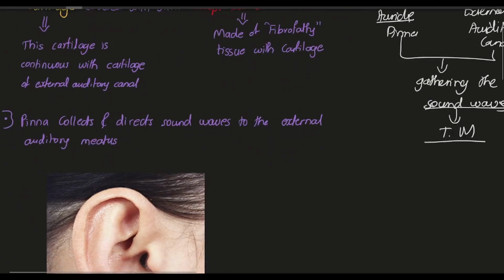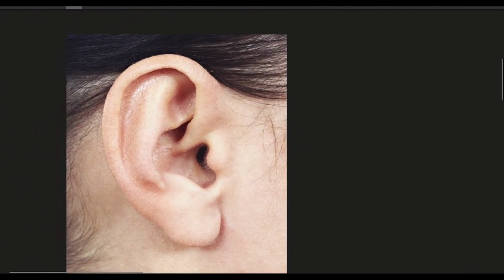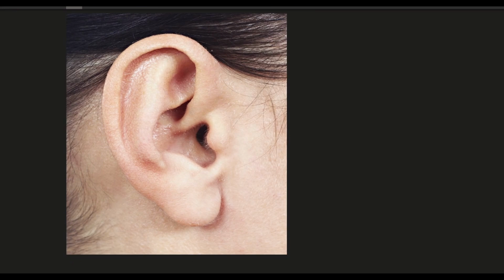Now as you can see, our ear has so many elevations and depressions, and we will name them and study them. This outermost part that you can see, wait, I will change the color. This part is called the helix, and there is one more protrusion, this one opposite to the helix. This is called the anti-helix.